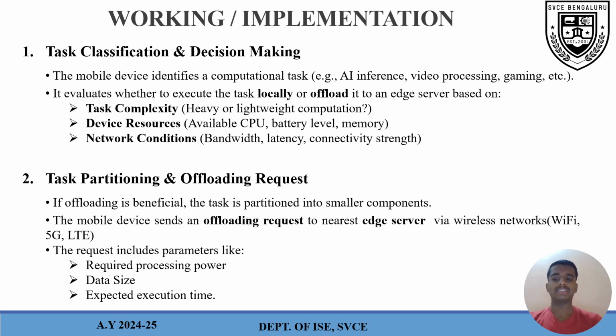The second step is task partitioning and offloading request. If offloading is beneficial, then the task is partitioned into smaller components so that the processing is done in a much more efficient way. And the mobile device sends an offloading request to the nearest edge server via wireless network. It might be Wi-Fi, 5G, LTE, or other network supports.